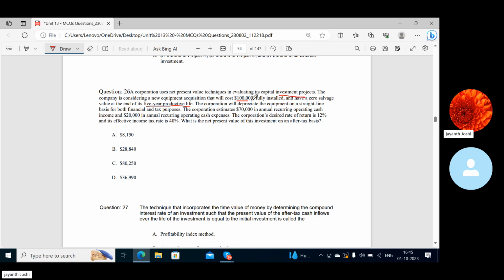Corporation will depreciate the equipment on a straight line basis for the financial and tax purposes. For both purposes, it's the same. Corporation estimates $70,000 in annual recurring operating cash income and $20,000 in annual recurring operating cash expenses. So you can gather the information. The corporation's desired rate of return is 12%, and the effective tax rate is 40%. They're asking what is the NPV.